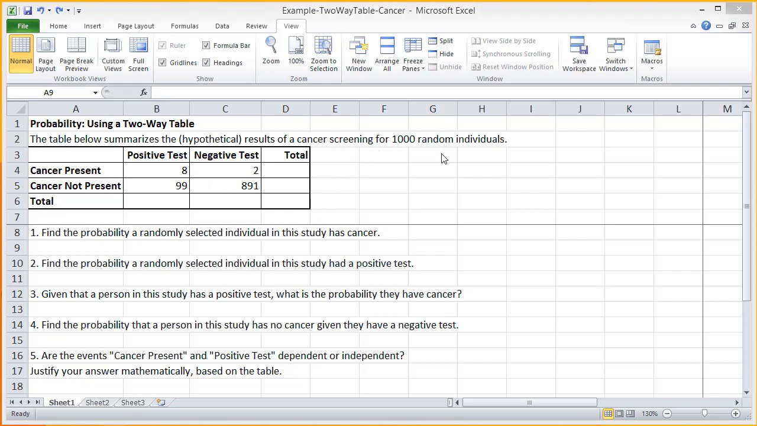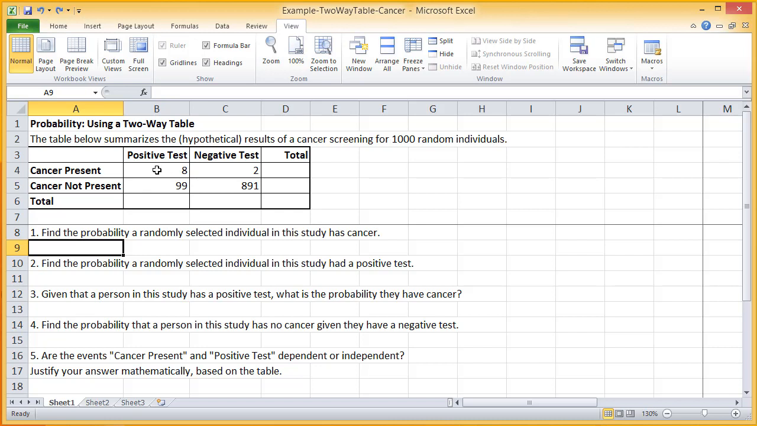What happened was 1,000 people were screened for cancer, and then it was later determined whether or not those individuals actually had cancer or whether or not the screening was incorrect. From this study, there were 8 people who had a positive cancer screening result and actually had cancer. 2 people had a negative cancer screening result but actually had cancer, which means that the screening failed to catch the cancer that was really there.